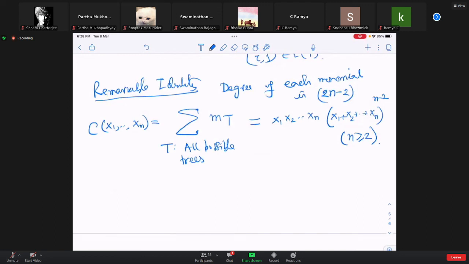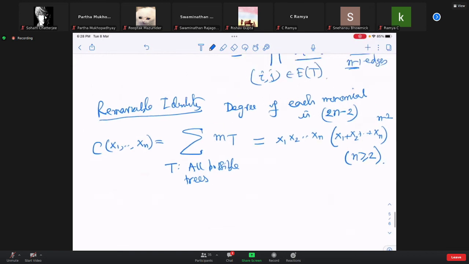Basically, he says that I do not know how many trees there are, but abstractly write all the monomials of the trees and add them here. You get a big polynomial. That polynomial is nothing but in another form. This polynomial can be written in a much nicer mathematical form. That is just this.